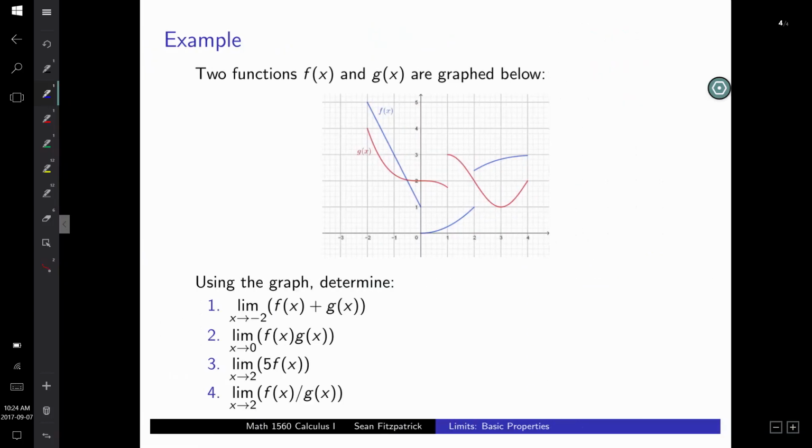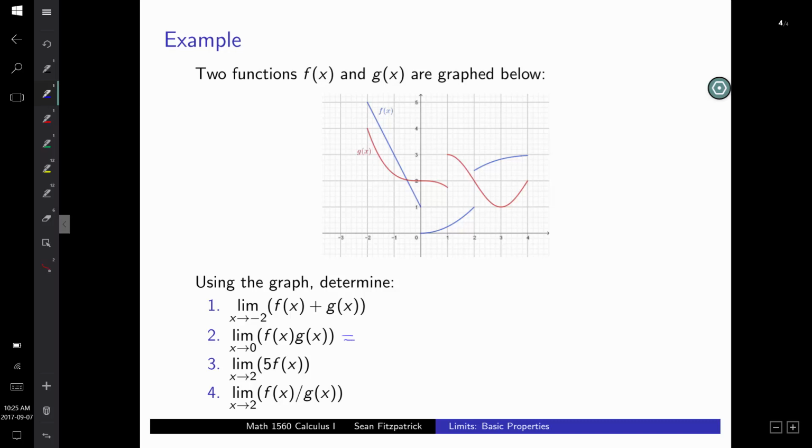Okay, one graphical example just to finish with. Somebody gives you a graph with a couple of functions. f of x is in blue, g of x is in red, and from the graph, of course, we can determine values for these functions, and then we could try to use those to work out these other limits. I'm going to leave 1 for a second. Let me start with 2. What can I say about the limit as x approaches 0 of f times g?